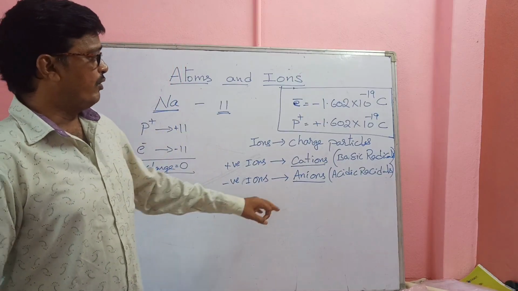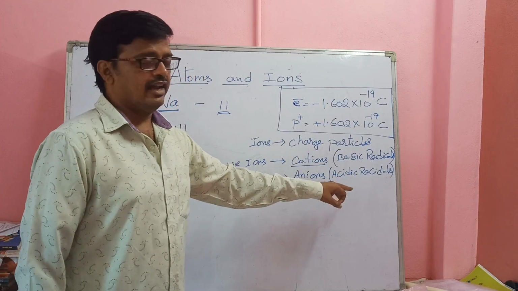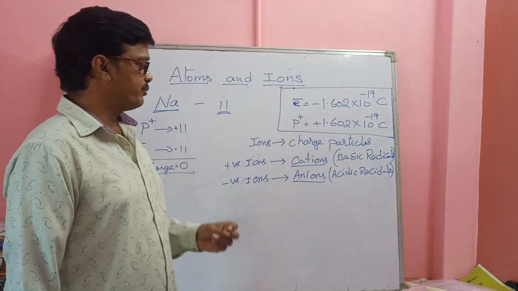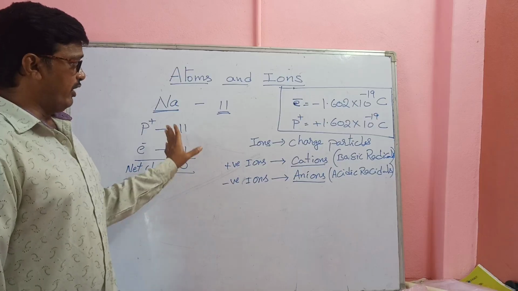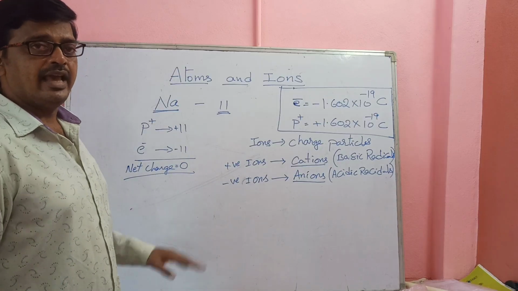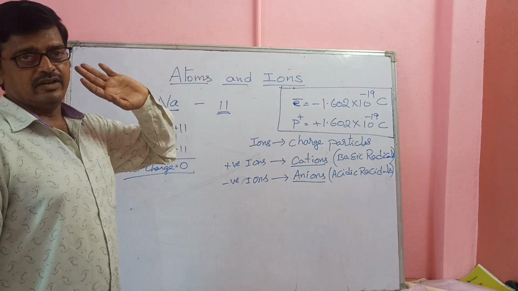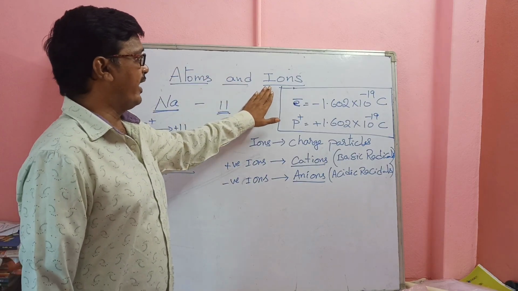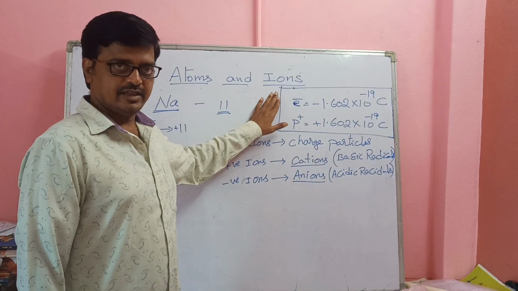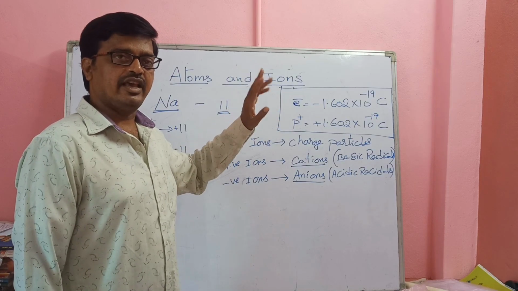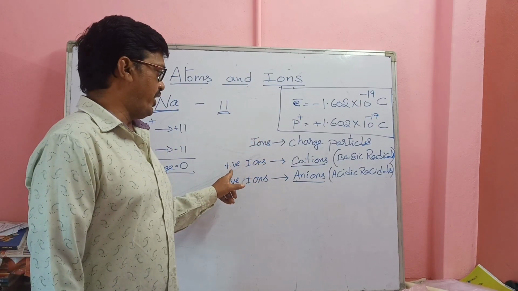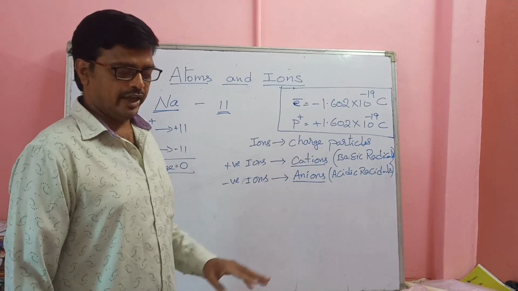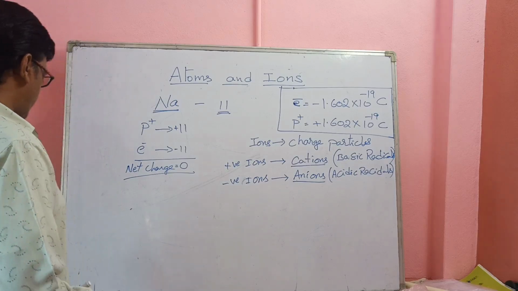Why these names, basic radical and acidic radical? We will learn in the second lesson, acids and bases. Is everyone clear on the difference between atoms and ions? Atoms are electrically neutral, whereas ions are charged particles. How many types of ions are there? Only two: positive ions, which are called cations, and negative ions, which are called anions.